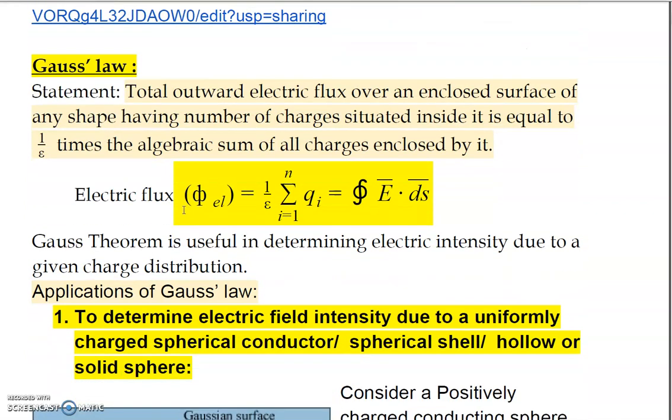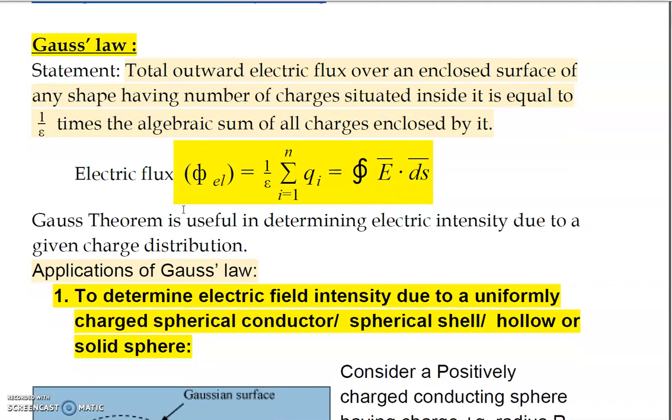Today, by assuming that we all know the proof of Gauss law and Gauss theorem itself, we will go for studying the applications of Gauss theorem. Once again, I'll just state what that law is.